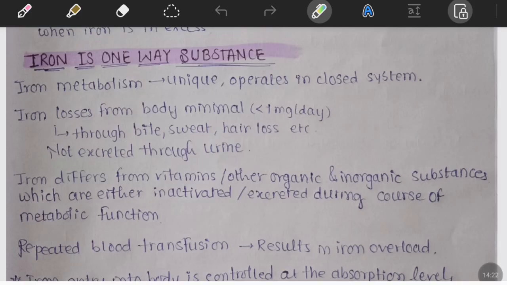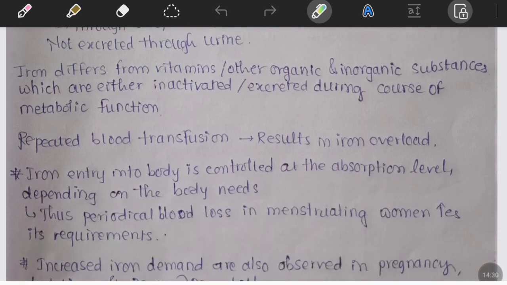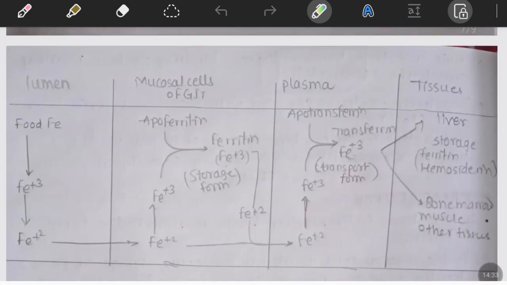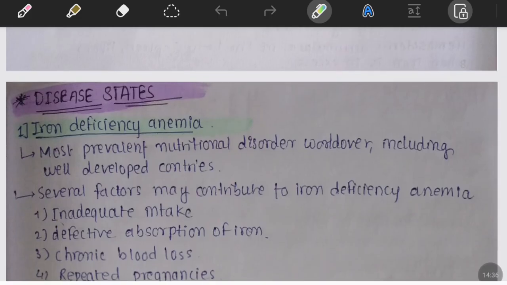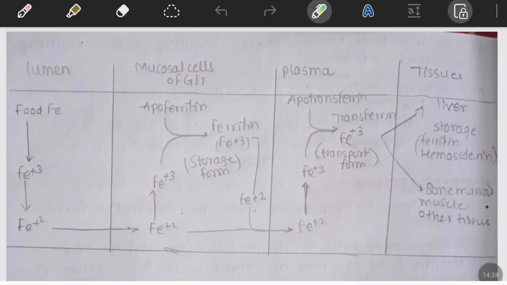Let's see the next part. Iron deficiency is the most common nutritional deficiency. We will see about iron deficiency anemia. Before that, see this diagram.